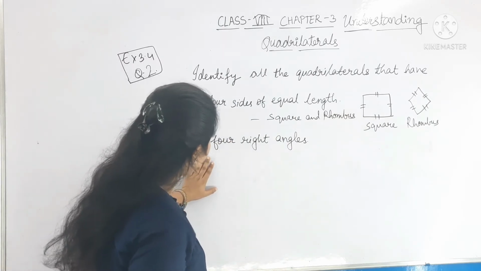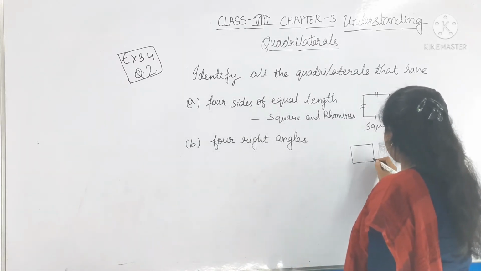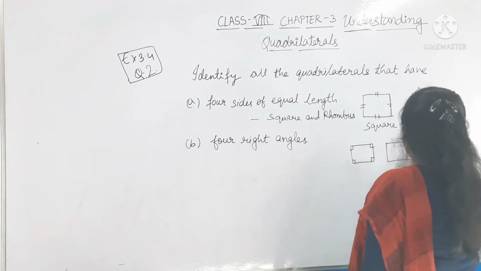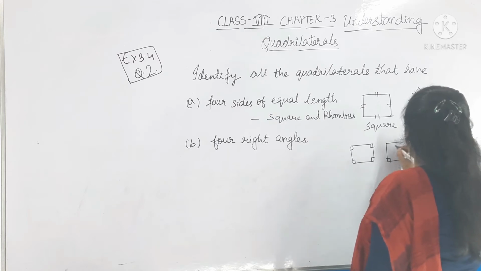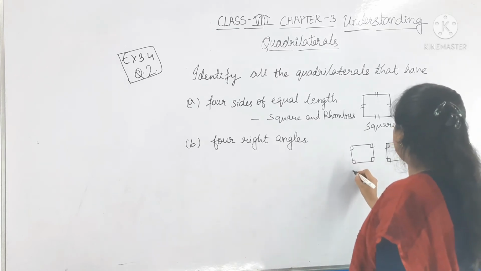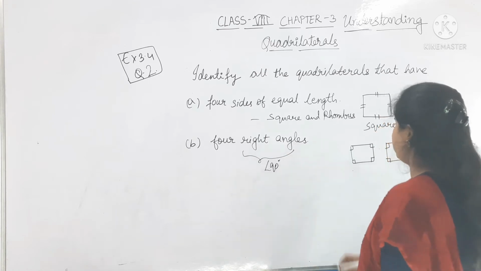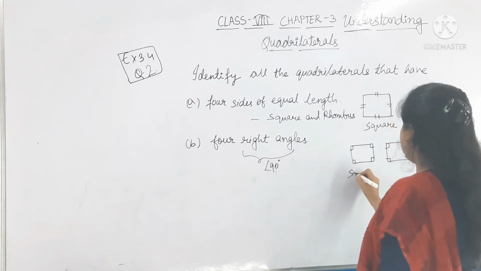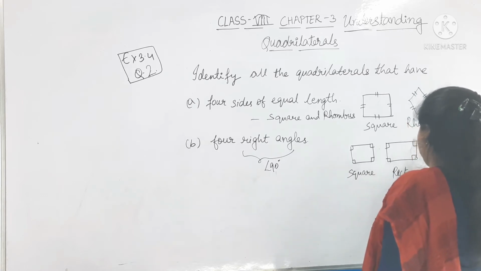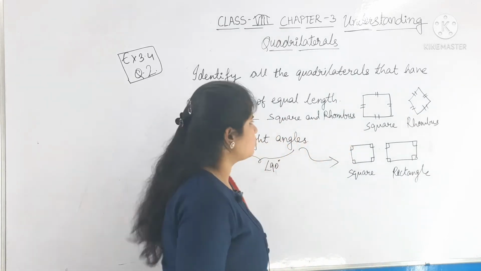Now come to the B part. This is 4 right angles. 4 right angles is in a square and in a rectangle. All angles are equal and 90 degrees. Right angles means angles of 90 degrees. This is a square and this is a rectangle. So the answer for 4 right angles is square and rectangle. So this is question number 2.